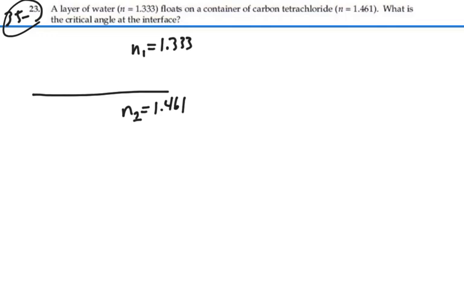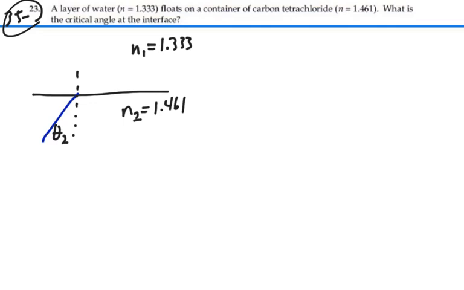However, it didn't say which substance the light is originating in. But we know that in order to have total internal reflection, we have to go from a higher index to a lower index. So our light has to be originating in the carbon tetrachloride. So I'll have some kind of angle of incidence, which I'll call theta 2, since my carbon tetrachloride was substance 2. And it's going to refract away from the normal in the water.